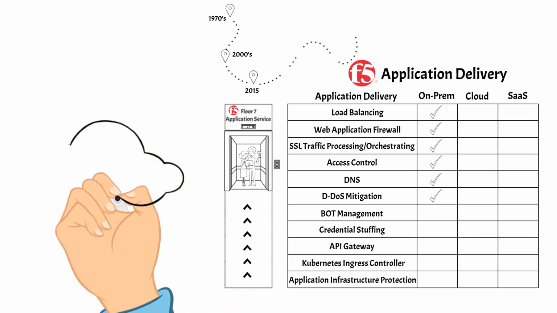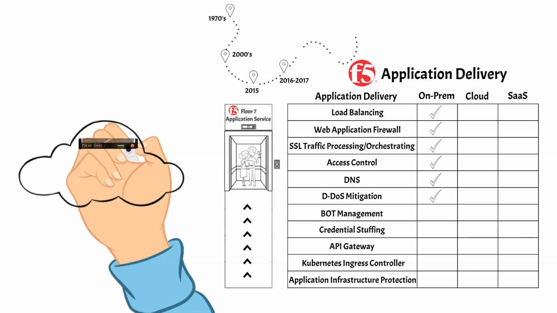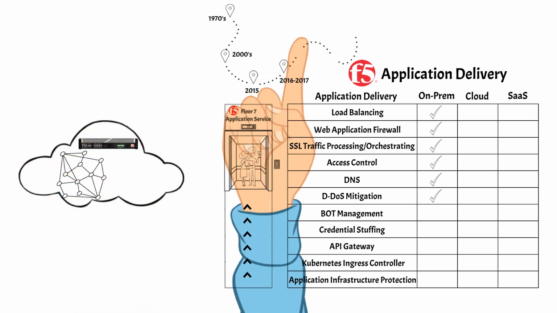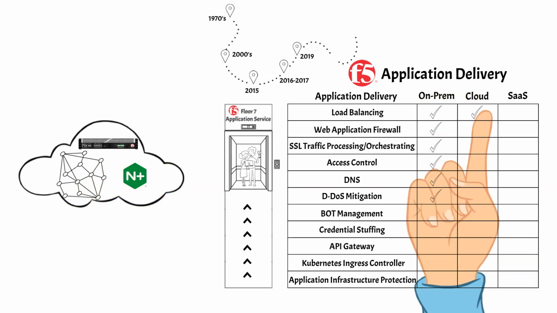Now, as we transition to the cloud in the 2016-2017 timeframe, we took the Big IP and added it to the cloud network. And by 2019, we added NGINX. NGINX provides a native lightweight load balancer with a web application firewall that is closer to the app. It is very good at SSL processing, and it has some access control solutions. It provides DNS and DDoS mitigation closer to the app as well. It does not provide a solution for bot management or credential stuffing.